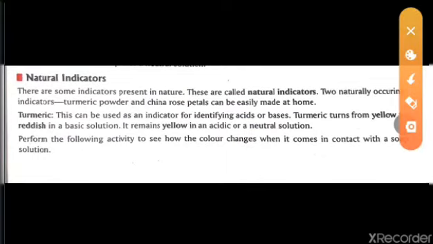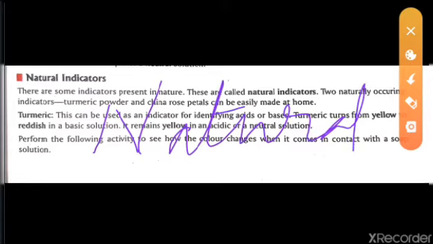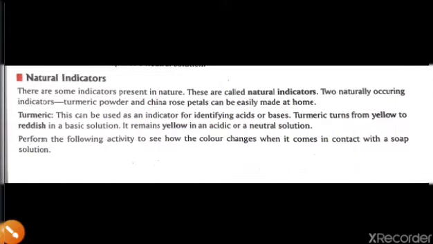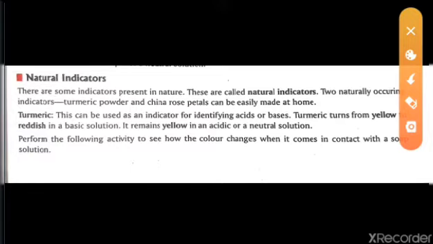Now there are two types of indicators that are commonly found. The first one is natural, the second one is artificial. What is natural and what is artificial? Let's read the natural indicator first, and then we will move to the artificial indicator. Natural indicators are present in nature. We don't have to prepare them, we get them from the lab of nature. So we have turmeric powder and china rose petals.